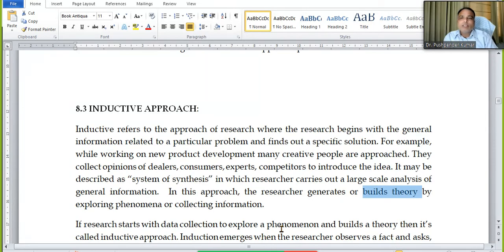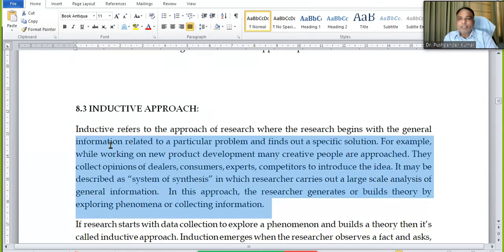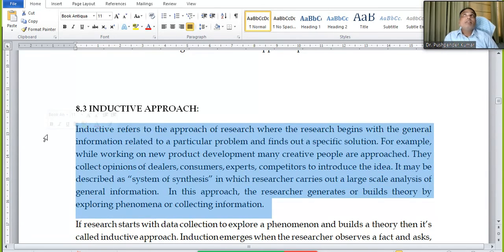So here you see this is going to be a very important issue. Induction refers to the approach of research where the research begins with general information related to a particular problem and finds a specific solution. For example, while working on a new product, this could be from a marketing point of view, but in social science, it's about psychology, rural India, people, community, society, education. So you can take any parameter and find out why this is so.